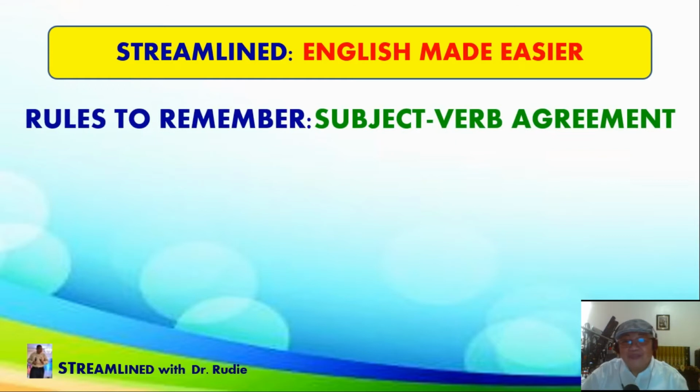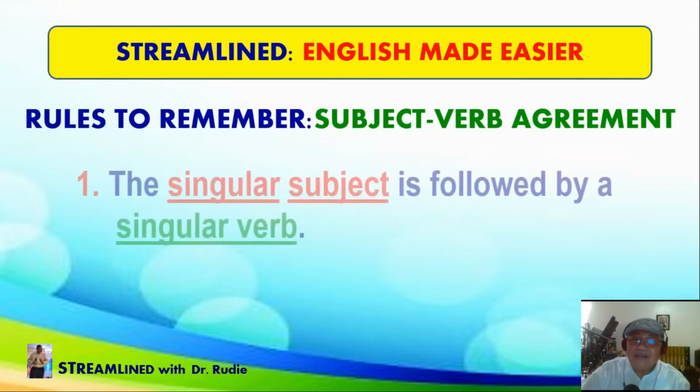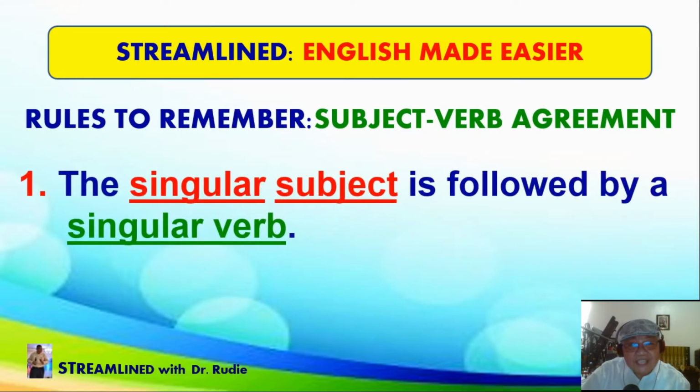So here we are with the rules to remember on Subject-Verb Agreement. Here comes rule number 1. The singular subject is followed by a singular verb. At this juncture, let me remind everyone the key difference between nouns and verbs. You see, nouns are singular without S, but verbs are singular when they are with S. So the singular subject is followed by a singular verb.